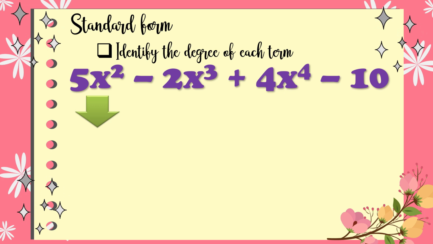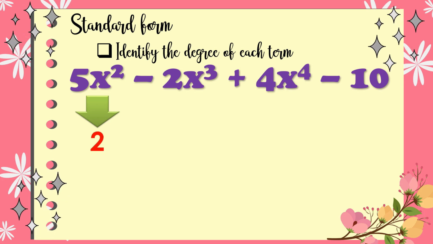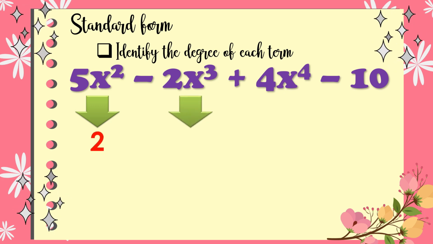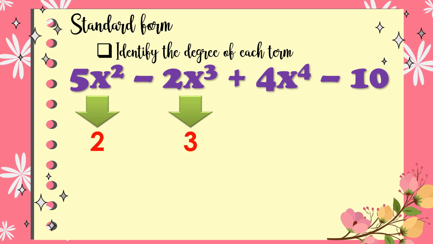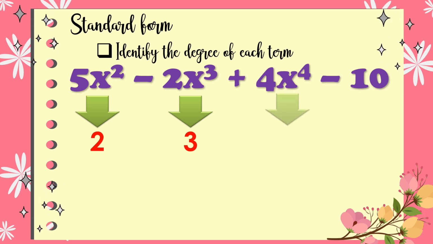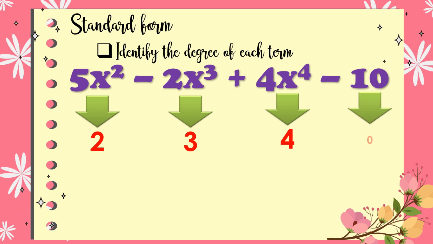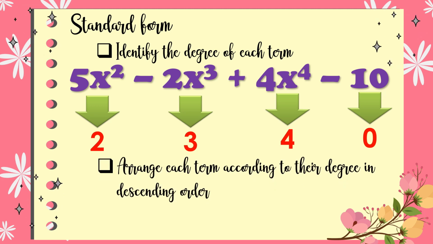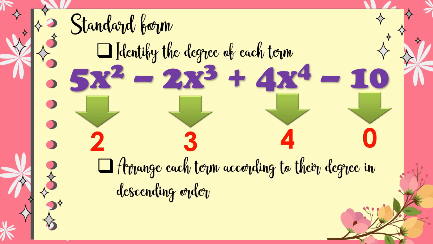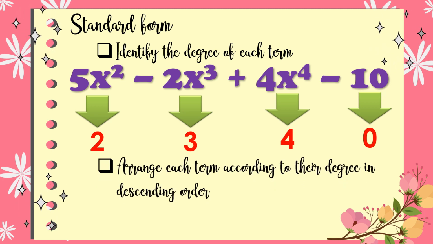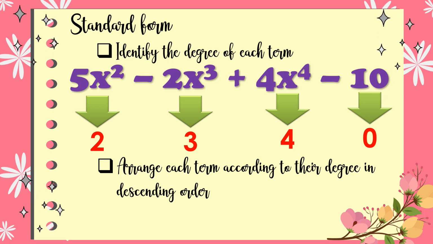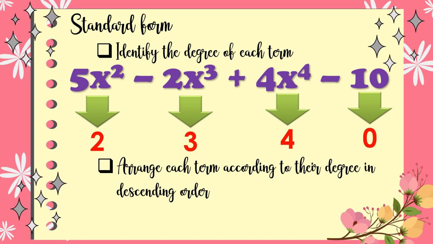5x squared, the degree is 2. Negative 2x cubed, the degree is 3. And then 4x raised to 4, the degree is 4. Negative 10, the degree is 0. The next thing to do is to arrange each term according to their degree in descending order. So, from mataas, papaba tayo.